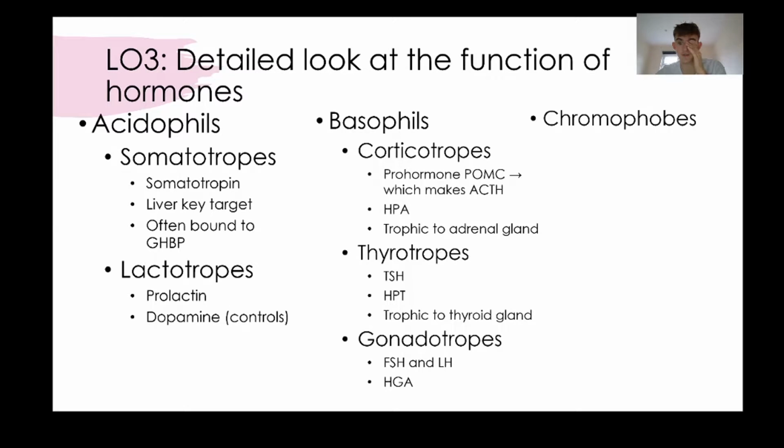So we've got three types of cells in the pituitary: acidophils, basophils, and chromophobes. Somatotropes, so if we break that down, soma means the body, as in our neural cells we've got the soma, that means the body. And tropes, trophic meaning to grow, such as in plants we've got phototrophic, so grow towards the light. Somatotropes release somatotropin, which is the growth hormone, and that works by targeting the liver, and it's often bound to a growth hormone binding protein in the blood to be transported.